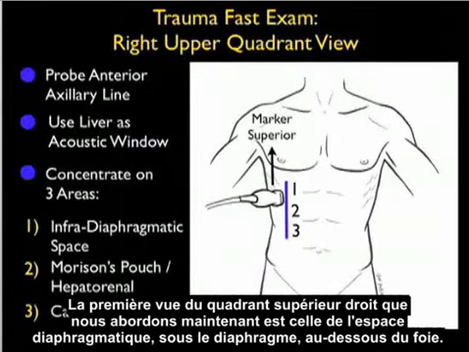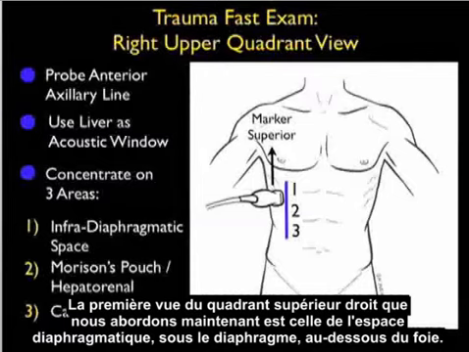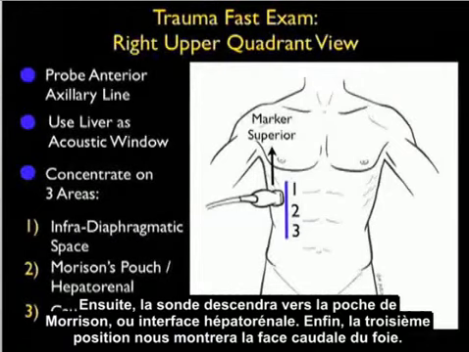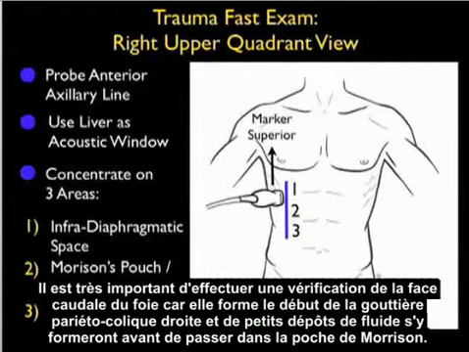Our first view from this right upper quadrant area will be position 1 as shown here in the infradiaphragmatic space, just below the diaphragm and above the liver. Second, we'll move the probe slightly inferiorly to look into the traditional Morrison's pouch or hepatorenal interface, and the last view is the caudal tip of the liver shown here in position 3. It's very important to look at the caudal tip of the liver as this represents the beginning of the right paracolic gutter, and small amounts of fluid will pool here before moving into Morrison's pouch.